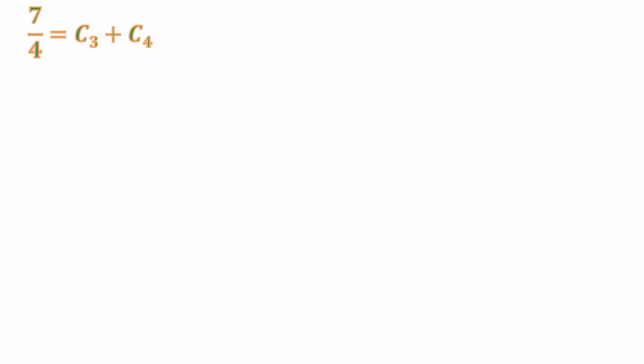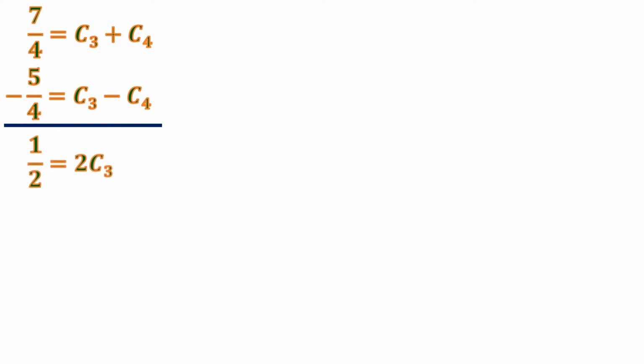So let us pair those equations that we have come up with. The 7/4 equals C3 plus C4, and the -5/4 equals C3 minus C4. Because when we combine them, the C4 will be gone, and we can solve for C3. So you'll just combine them directly.